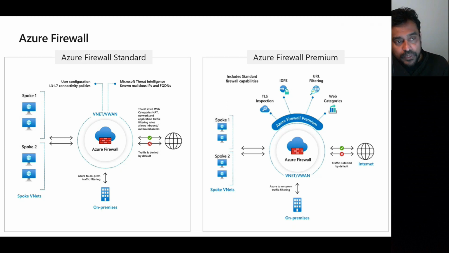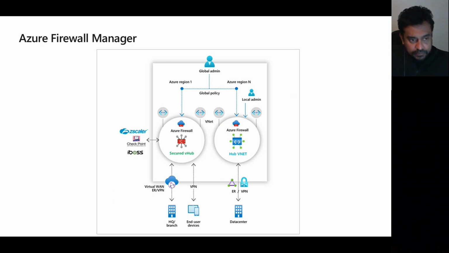And also, if you have multiple firewalls in multiple regions and you want to manage them centrally, that is also possible with another component known as Firewall Manager, right? Firewall Manager is a security management service that provides central security policy and route management for cloud-based security perimeters. Firewall Manager can provide security management for different architecture types. Examples are secured virtual hubs and hub virtual networks.